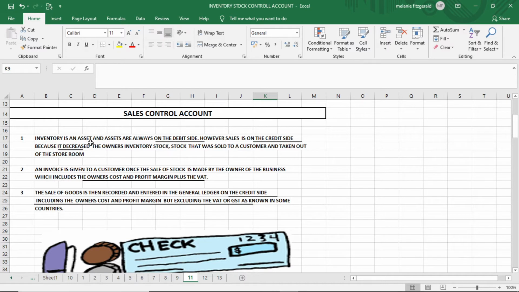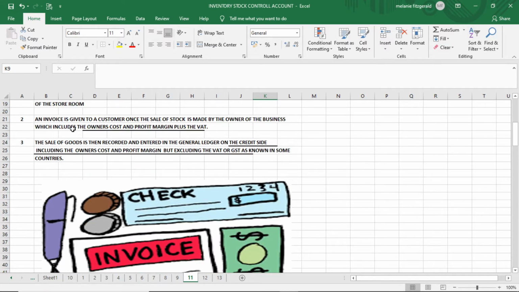Inventory is an asset, and assets are always on the debit side. However, sales is on the credit side because it decreases the owner's inventory stock that was sold to a customer and taken out of the storeroom, obviously. Okay. An invoice is given to a customer once the sale of the stock is made by the owner of the business, which includes the owner's cost and profit margin plus the VAT.